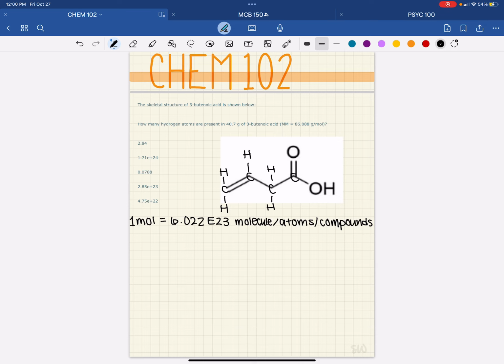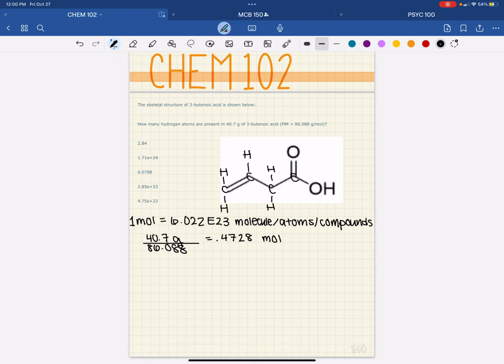The next thing I'm going to do is immediately convert 40.7 grams into moles. So I'm just going to divide by the molar mass of 86.088. Let me do that very quickly. 40.7 divided by 86.088 is going to be 0.472 moles.